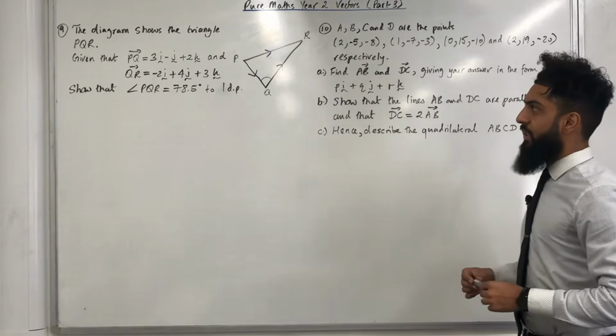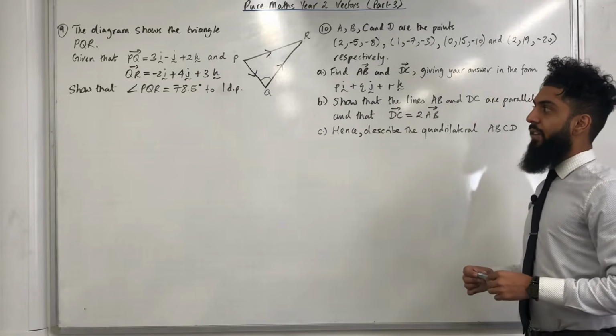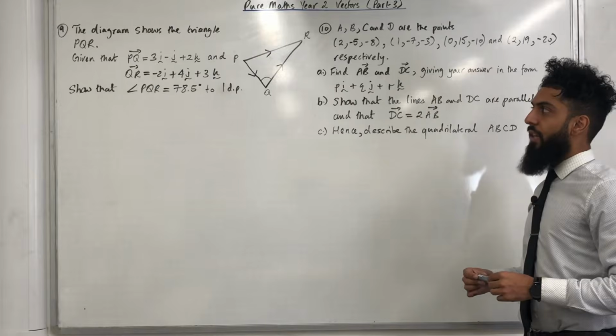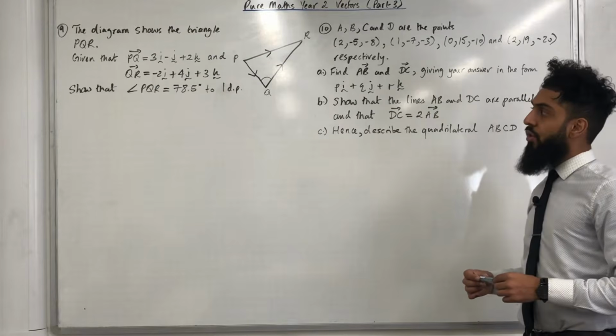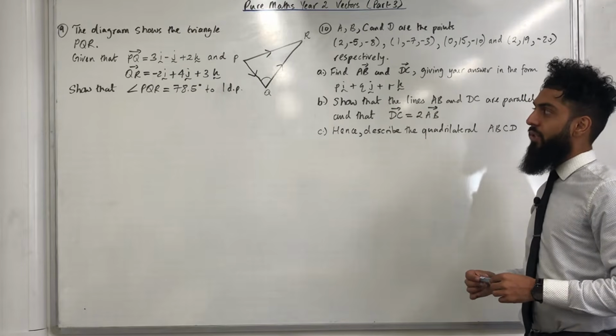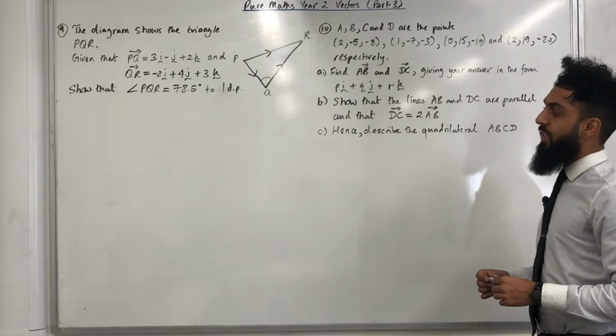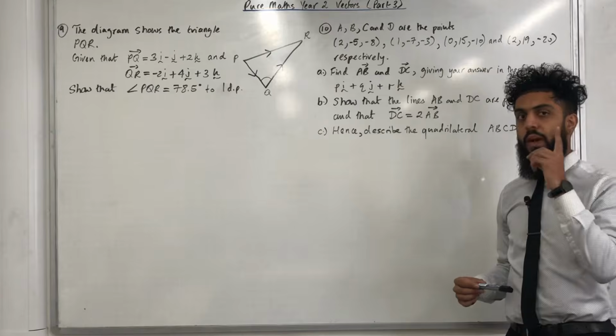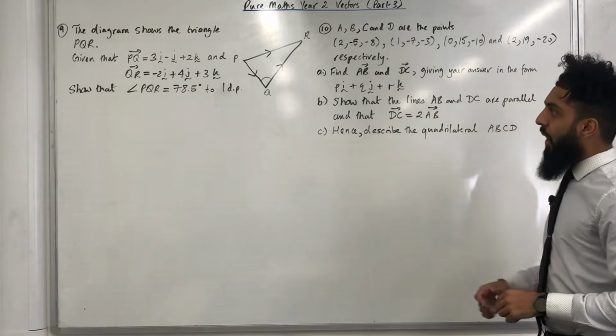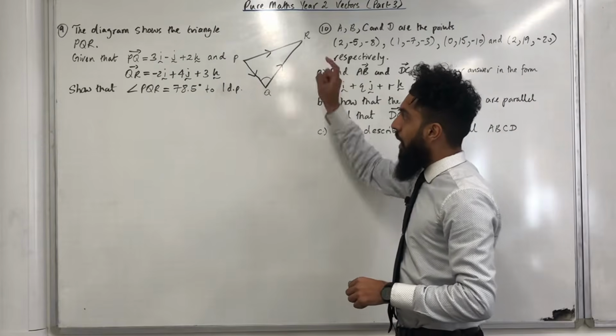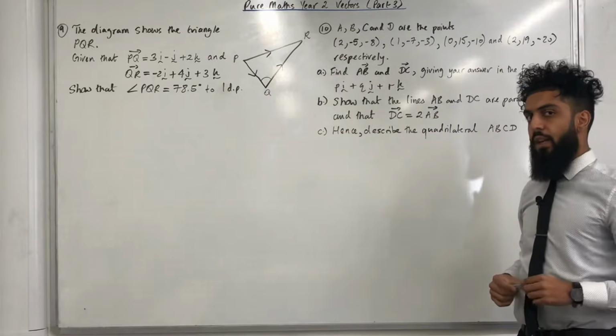The diagram shows the triangle PQR. Given that the vector P to Q is equal to 3i minus j plus 2k and the vector Q to R is equal to minus 2i plus 4j plus 3k, show that the angle PQR is equal to 78.5 degrees to 1 decimal place. First of all, here is the angle PQR. We are after the angle PQR.